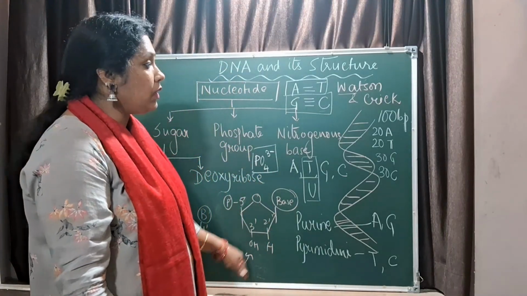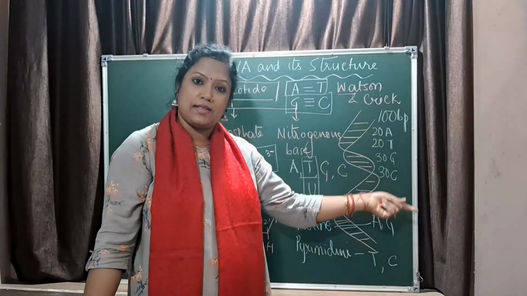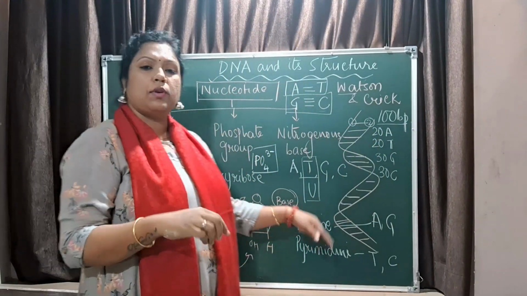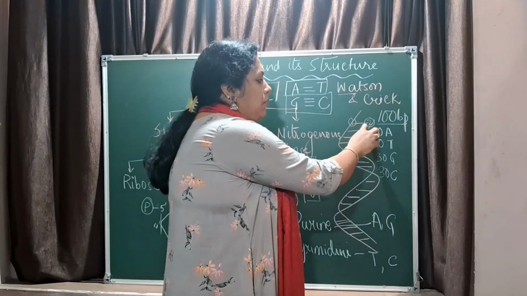If instead of base pairs they give you a number of nucleotides, you have to calculate accordingly. Always remember that one base pair has 2 nucleotides.